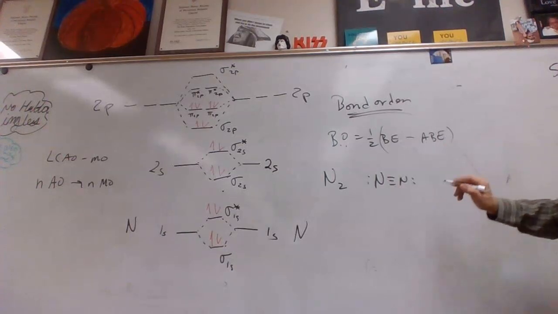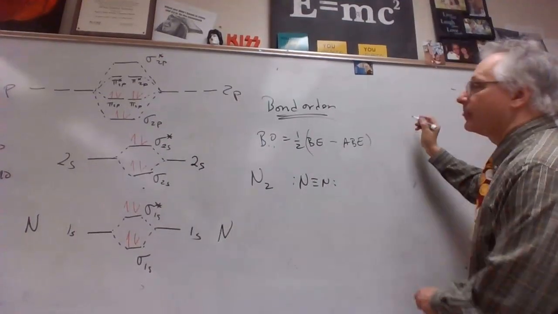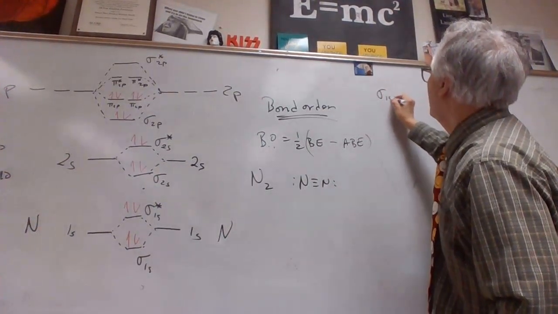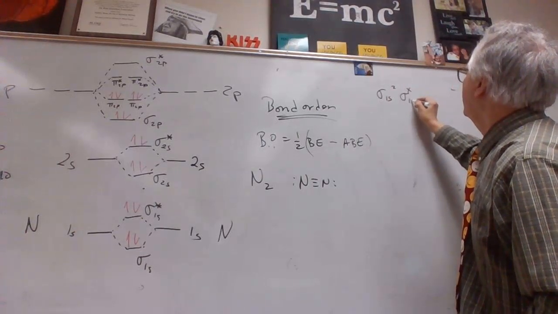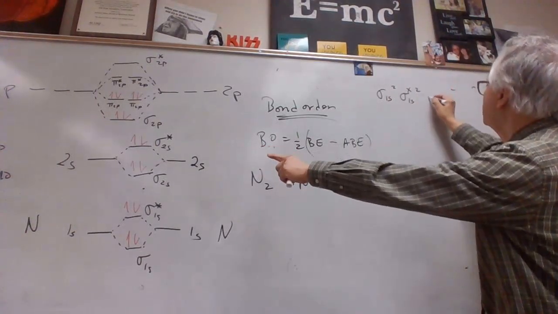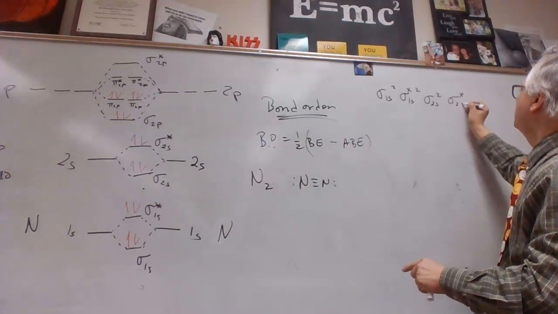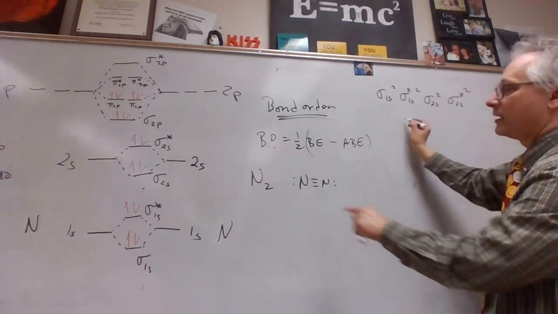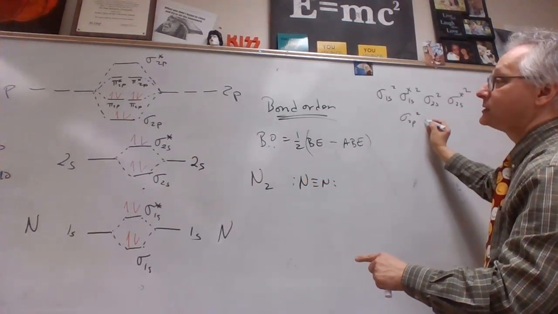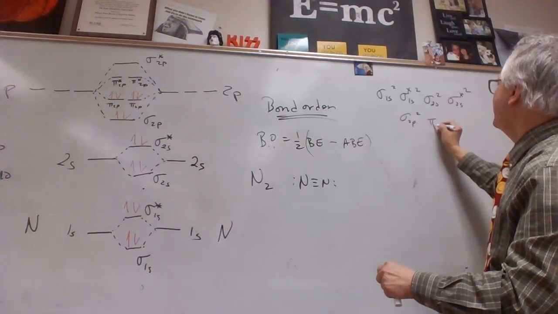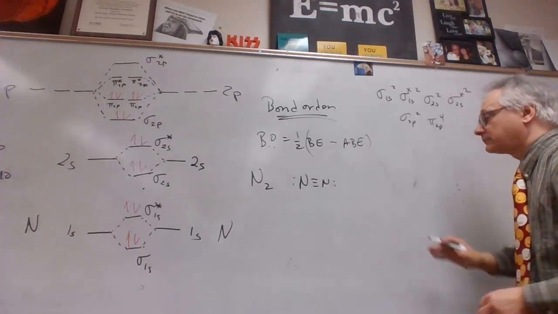So let's count this up. If we want to write it out, we could say sigma 1s2, sigma star 1s2, sigma 2s2, sigma star 2s2. I'll come down here, sigma 2p2, and then pi 2p. I have a grand total of 4 in there.